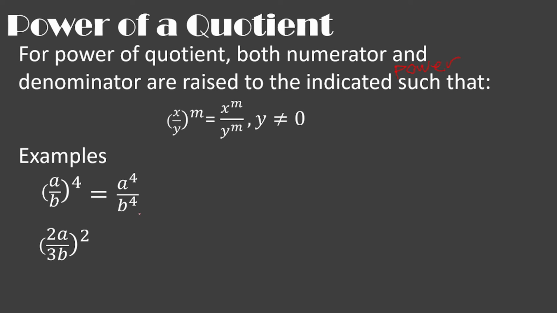Now let's have here quantity 2a over 3b raised to 2. So we simply raise 2a by 2 and we raise 3b by 2. So that will give us 2 raised to 2 and a raised to 2, while in the denominator, we have 3 raised to 2 and b raised to 2. Simplifying, we know that 2 raised to 2 is 4 and 3 raised to 2 is 9. So that will give us 4a squared over 9b squared. That's the beauty of the laws of exponents, because it makes our work a lot simpler and easier.